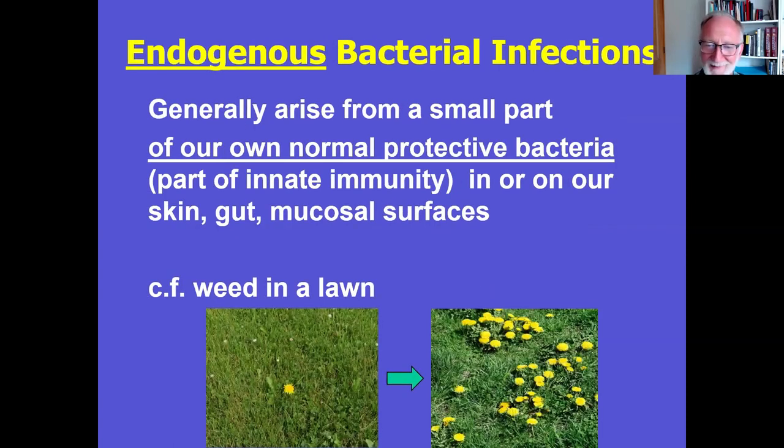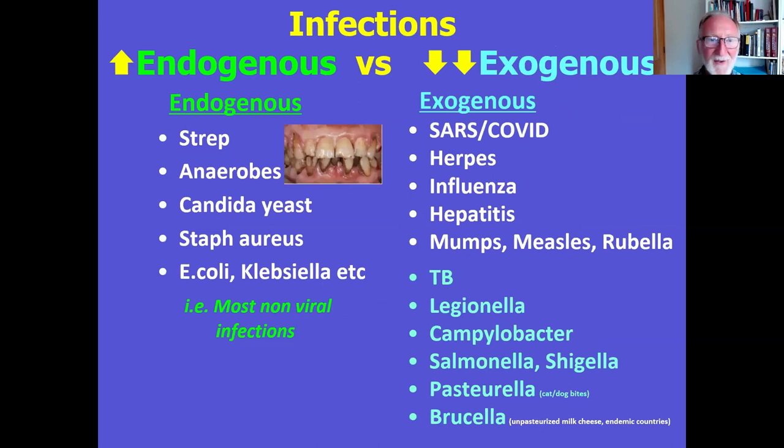Come up. This is bacteria. Those are endogenous infections. Bacteria on the left, that's where most infections come from. The endogenous ones, we have in us or on us all the time. The exogenous ones are like influenza, SARS-CoV, herpes.